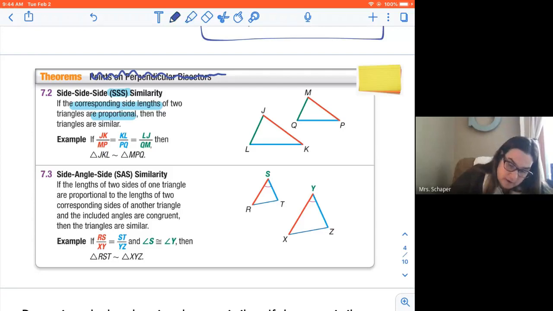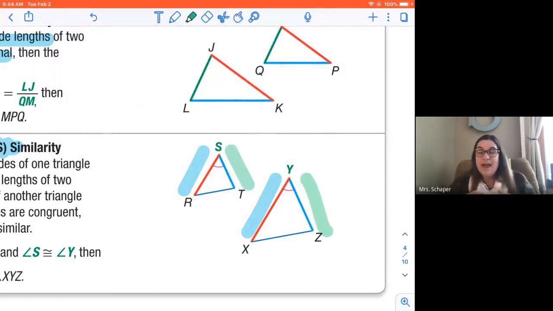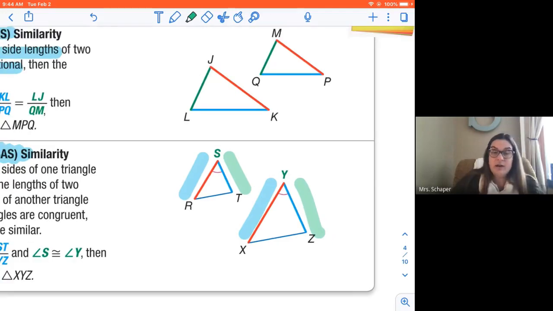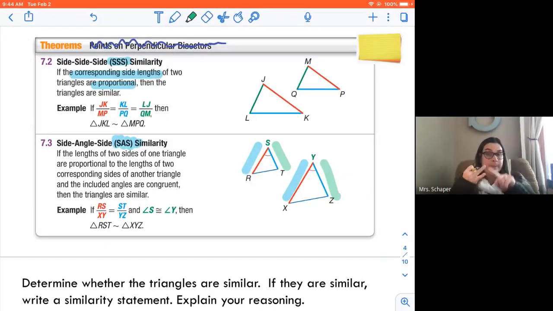So what we have here then is also the side angle side similarity, okay? That means, like they're showing in the picture, that you have two sets of sides that are proportional, and the angle that they include has to be congruent, okay? And that's how you show that your triangles are similar. So angle, angle similarity, side, side, side similarity, and side, angle, side similarity.